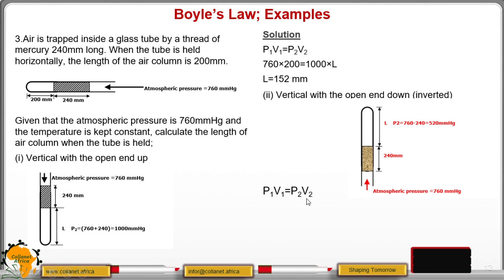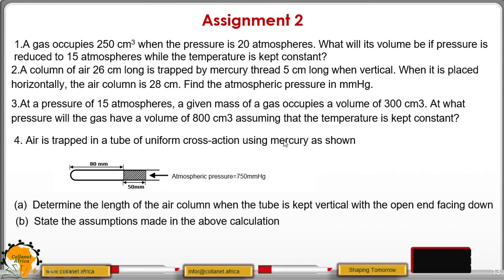Now from there we have our formula. P1 V1 equals P2 multiplied by V2. So we substitute our values. We have 760 multiplied by 200 equals 520 multiplied by L. So our L will be 760 times 200 divided by 520. And you get that your L is 292.3 millimeters.